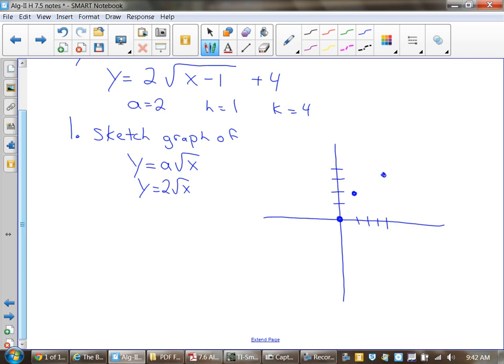Now, this is my initial rough sketch. With this being the initial rough sketch, should I make that a solid or a dotted line, you think? Dotted. I always make this the dotted line, because it is the rough idea of what this graph is going to start to look like.